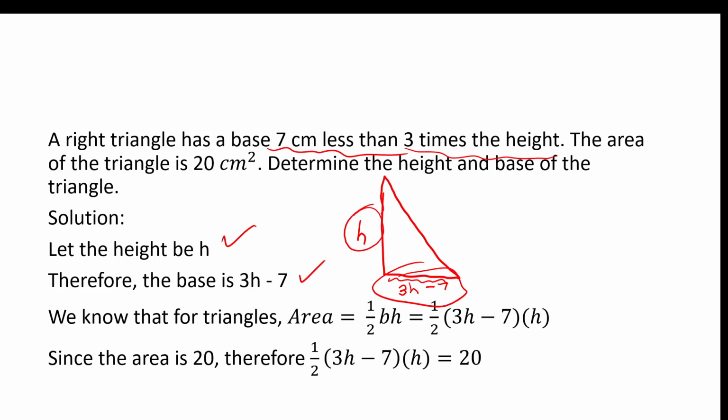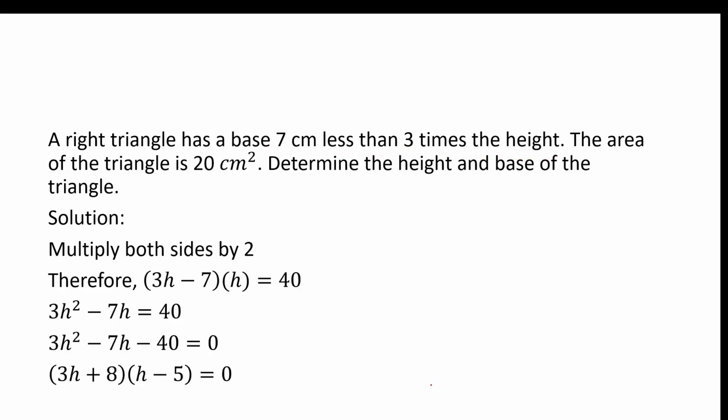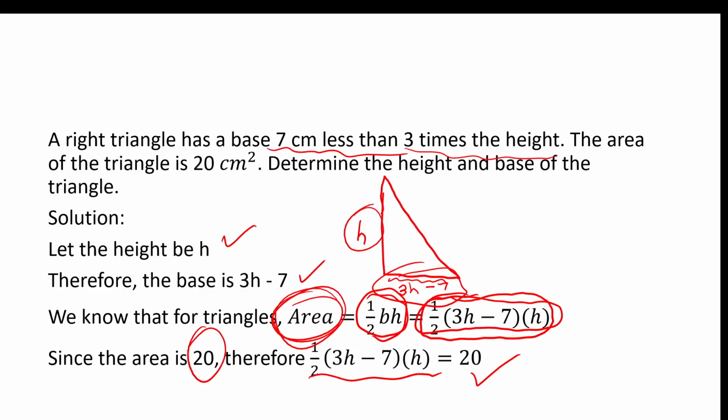And we know that for triangles, area is always 1/2 base times height. So 1/2 base times height, this formula that I'm circling, is really 1/2 times the base is 3h minus 7, the height is h. Okay? We also know the area to be 20. So really what this is saying is the area of 20 is equal to 1/2 times 3h minus 7 times h.